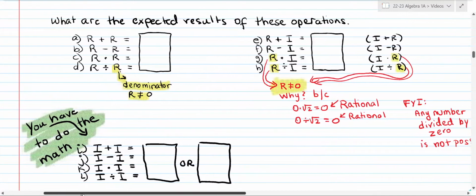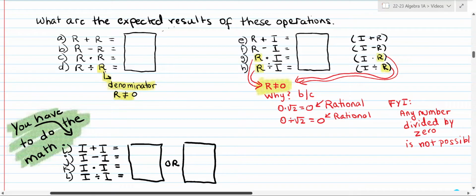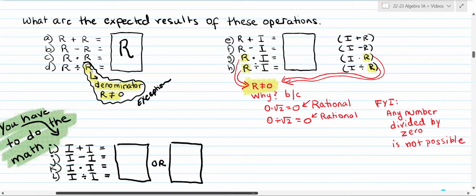Okay. So now we're thinking a little bit more about the operations. If you have an operation between two rationals, always rational. Unless, where I'm highlighted in yellow, the denominator cannot be 0 when you're dividing, because we can't divide by 0. So that would be the exception here. I was trying to figure out how to spell exception.